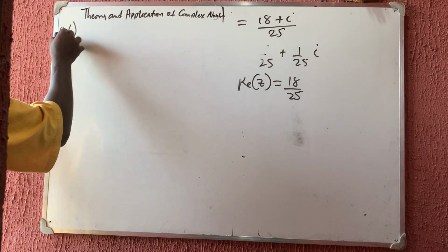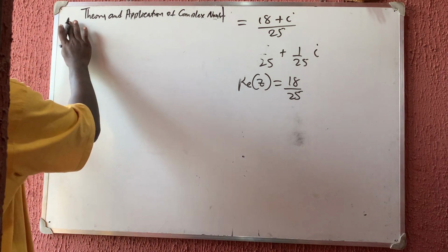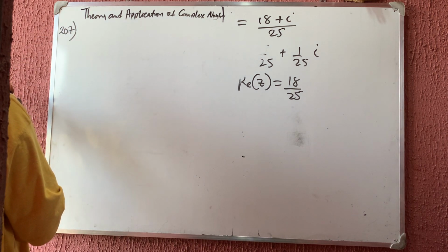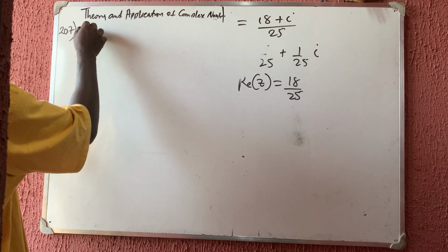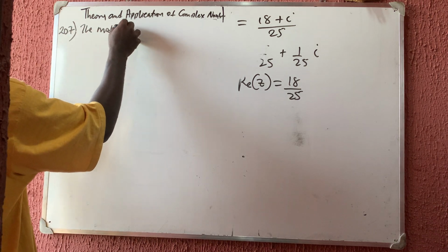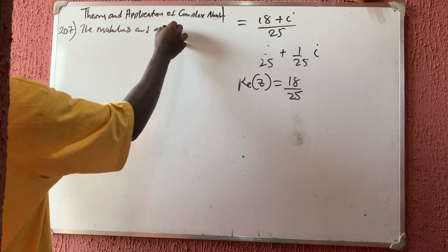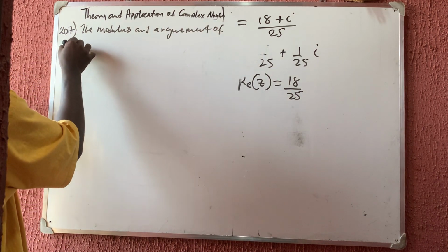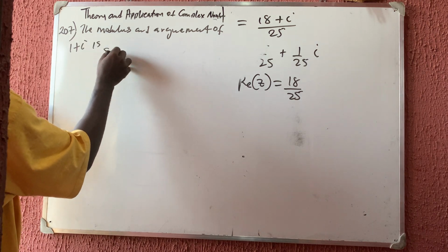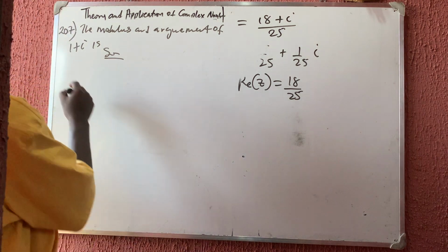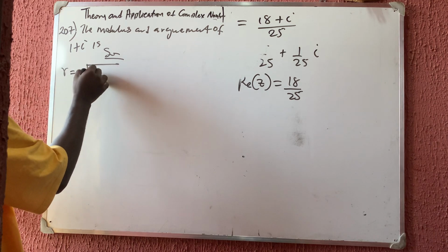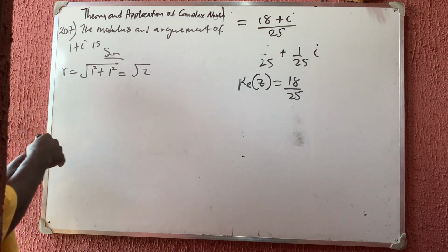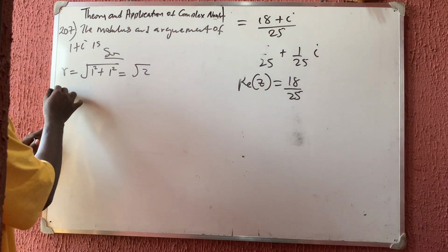Question number 206. Okay, there's no 206, we have 207. Question number 207 said, the modulus and argument of 1 plus i. Solution. We did it before. So the modulus is simply r, which is the square root of 1 square plus 1 square, which is root 2. Then the argument theta is equal to what?